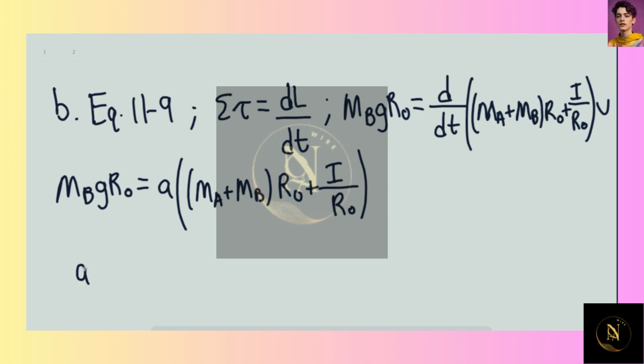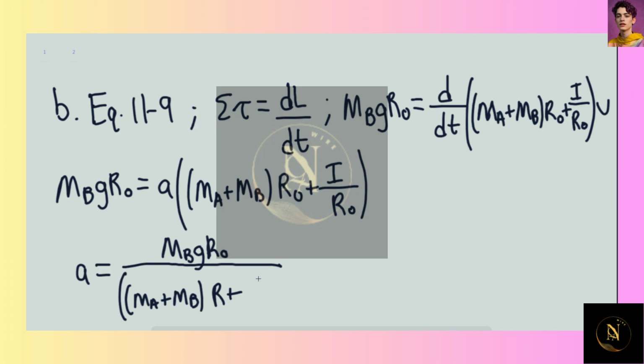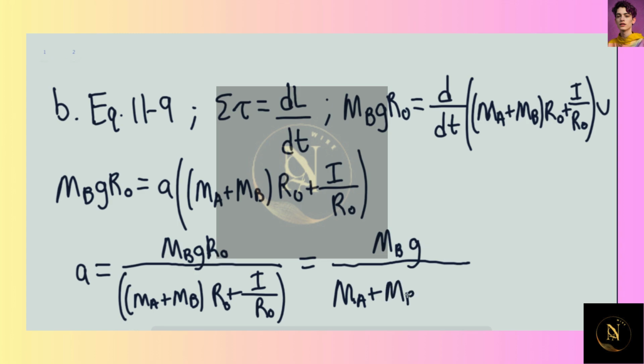And so finding the acceleration, this would simply equal m sub B g R, divided by the sum of the masses times R plus I over R. And simplifying, we find that the acceleration is going to equal m sub B g divided by the sum of the masses, m sub A plus m sub B, and then plus I over R squared. This will equal a, and this is our answer for part B.